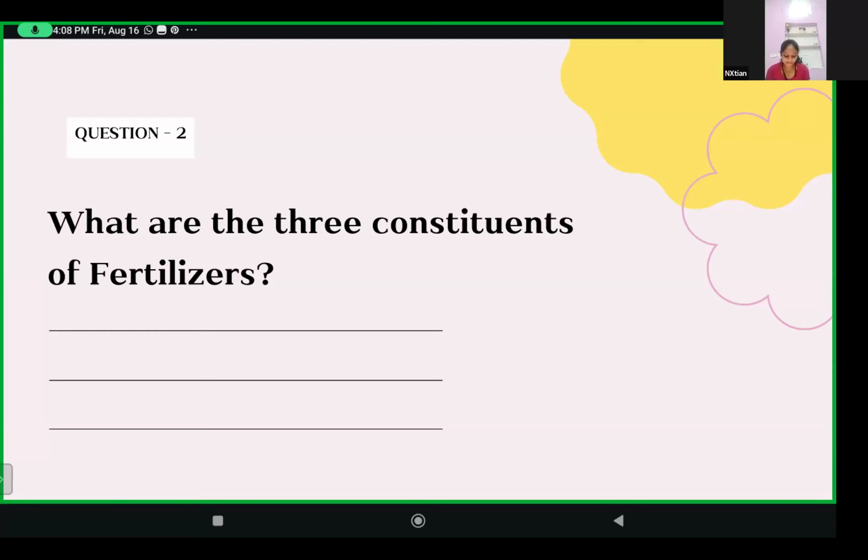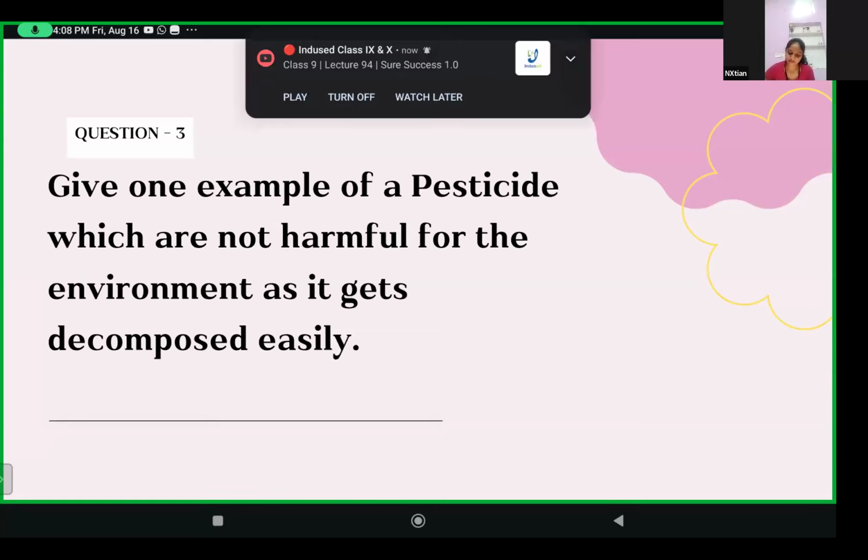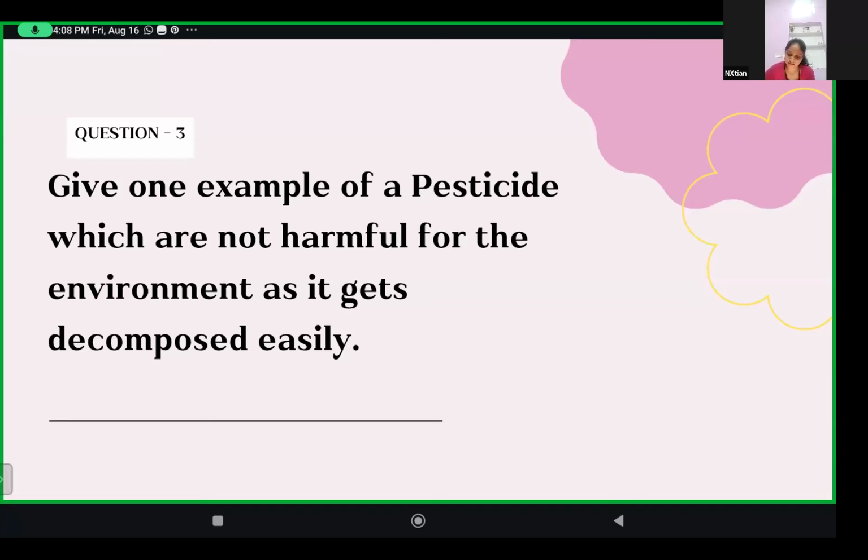Okay, so next question. Give an example of a pesticide which is not harmful for the environment as it gets decomposed easily. Yes, Abraham. Aldrin. Okay. All right. Next question.